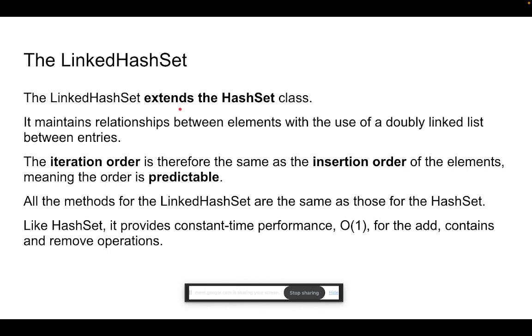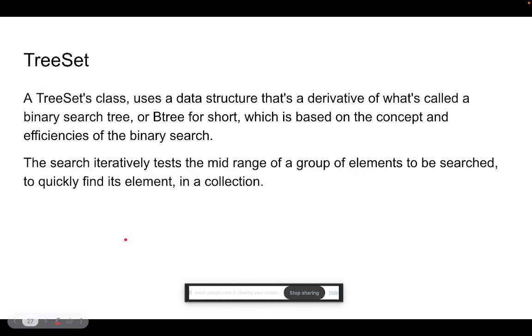LinkedHashSet extends the HashSet class, the one that we have seen until now. It maintains the relationship between elements with the help of a doubly linked list, because it's a linked list kind of thing, and the iteration order is the same as the insertion order. So the order is fixed, which means we can predict at which position an element would be stored. All the methods in LinkedHashSet are the same as those of HashSet, but the way the data is stored is different. It also has add, contains and remove operations.